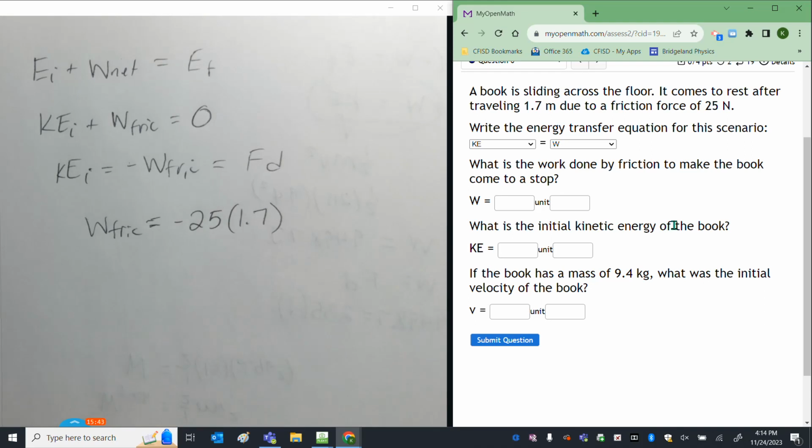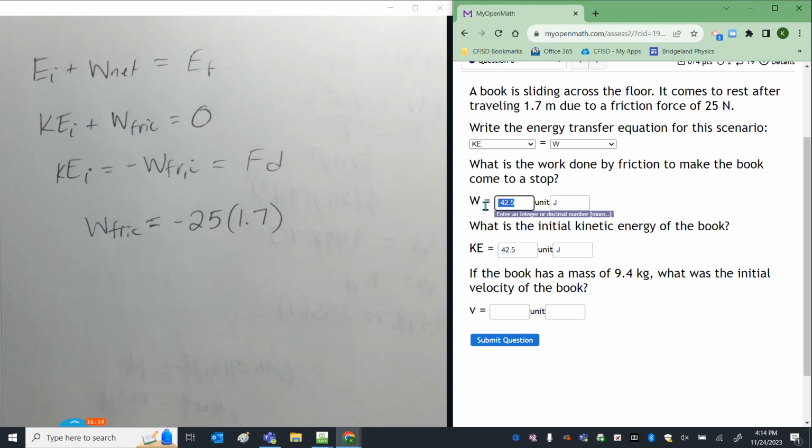So we're going to multiply our force, 25 or negative 25, times the displacement, to get the work done as negative 42.5. And again, joules is our unit. And if this is how much work is done by friction to stop that book, then that is also the same magnitude of kinetic energy we started with. That means we started with 42.5 joules of kinetic energy, and all of it was lost due to friction.